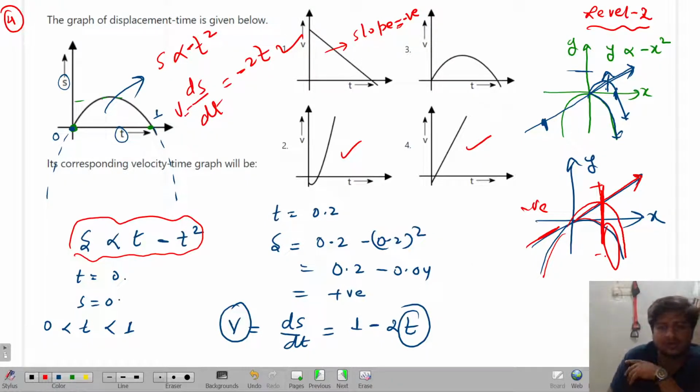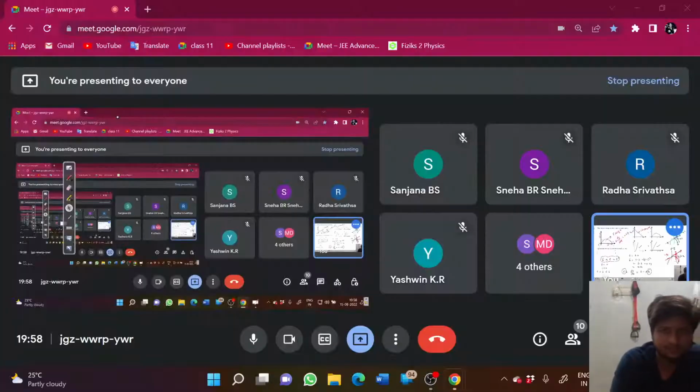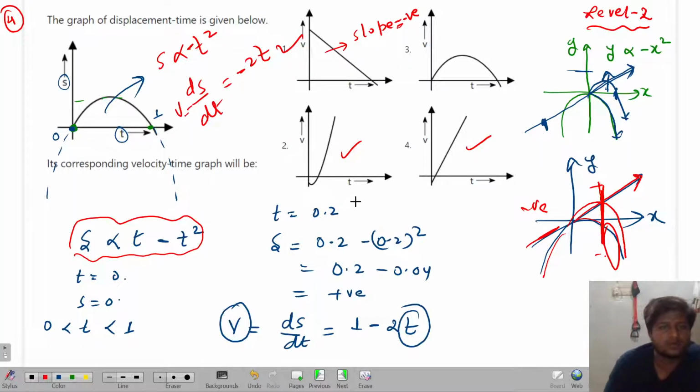Understood or not, everyone? Yasmin, Radha, Asparsa, Sanjana, are you able to get me or not? Darshan told correct. Afan, okay or not? Ahmad, okay? Okay.